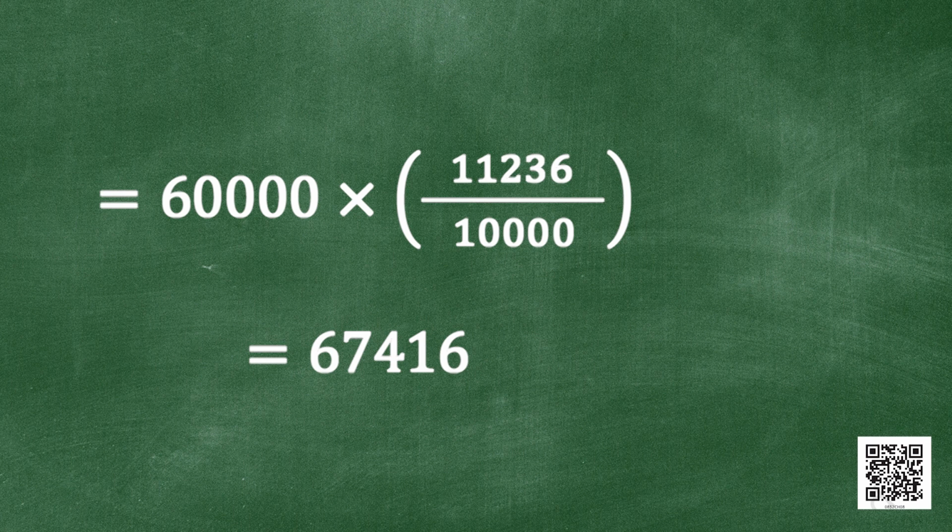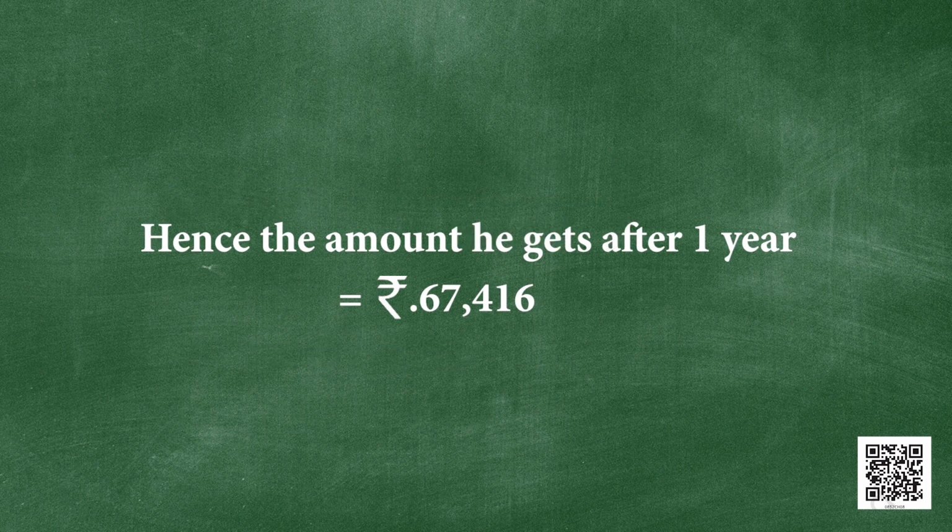that is equal to 60,000 times 11,236 divided by 10,000. So, upon simplifying these terms, we get 67,416. Hence, the amount he gets after 1 year is rupees 67,416.